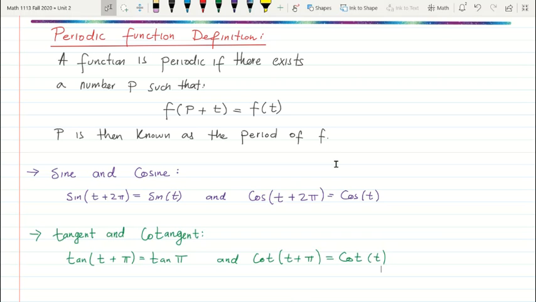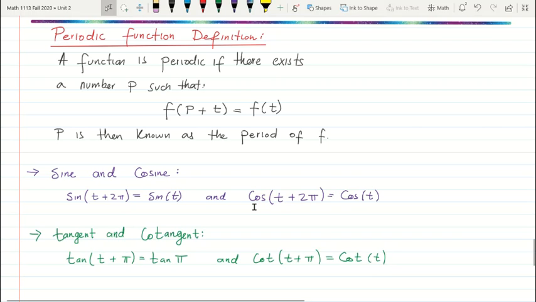Okay, how do we represent that with the functions we learned, which are the trig functions? For sine and cosine, the idea is that sine evaluated at the number t, but then if you add 2 pi to it, like a rotation, it gives you back the same value, sine of t. The same thing with cosine: cosine at a value t plus 2 pi is the same thing as cosine of t. The same thing applies to any multiple of 2 pi. So for sine and cosine, we say that 2 pi is the period for those functions. That's the value p.